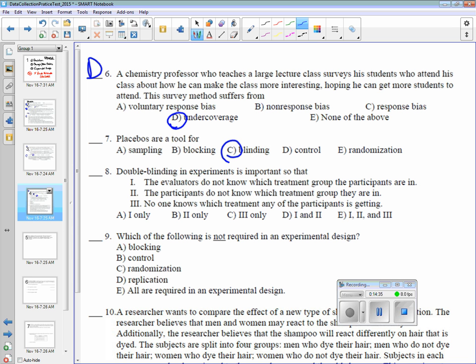So let's go through this 1, 2, 3 situation again. The evaluators do not know which treatment group the participants are in. What do you think about that one? Right, that's what I just said, right? Okay, so yes. All right, the participants do not know which treatment group they're in. Yes. No one knows. Well, someone has to. Would you agree? I mean, somebody knows. So it's just 1 and 2. Okay? All right, 2 more.